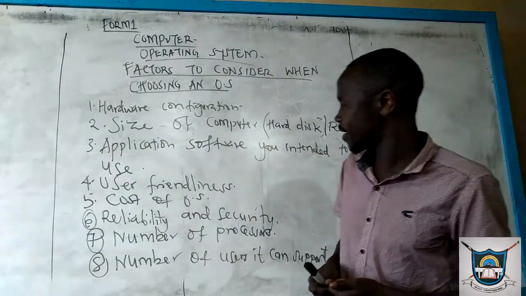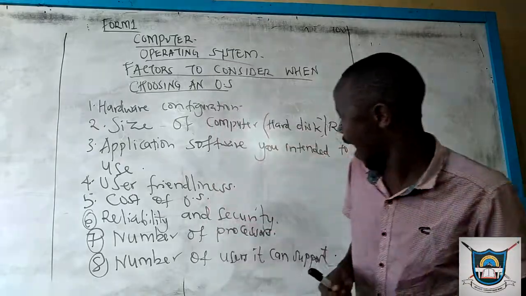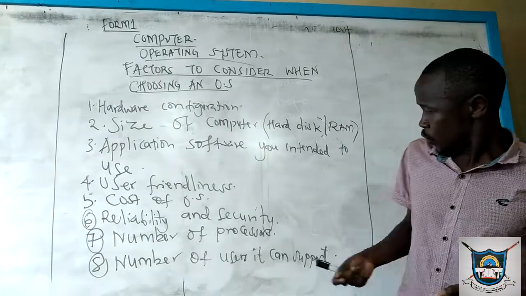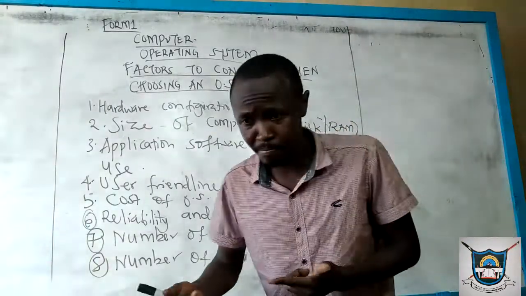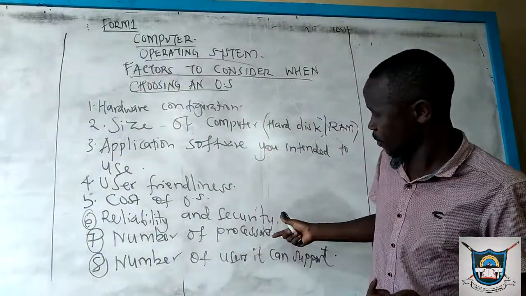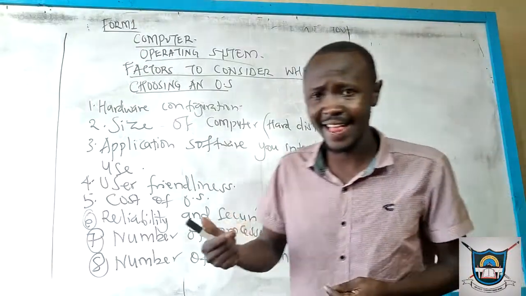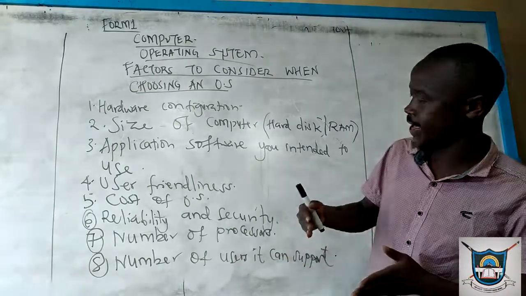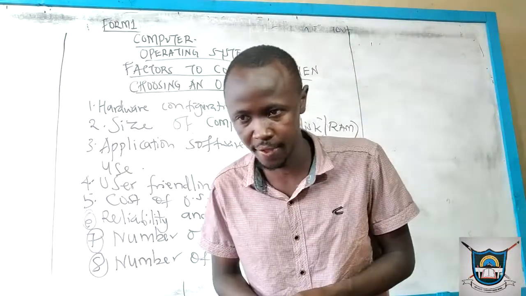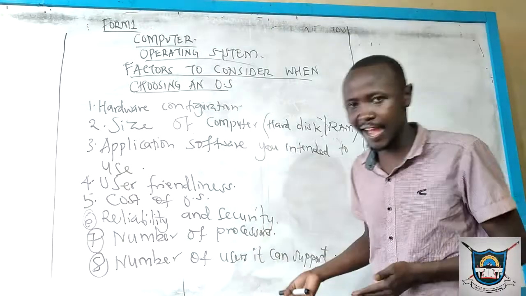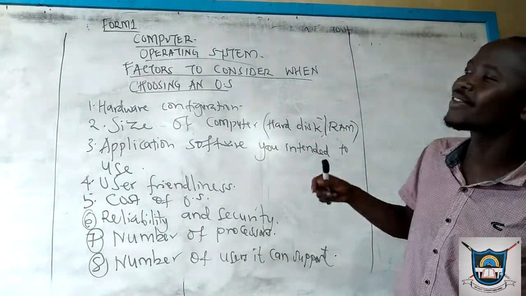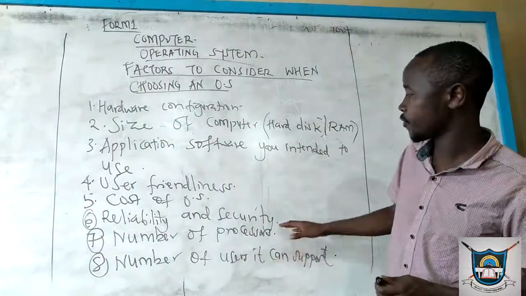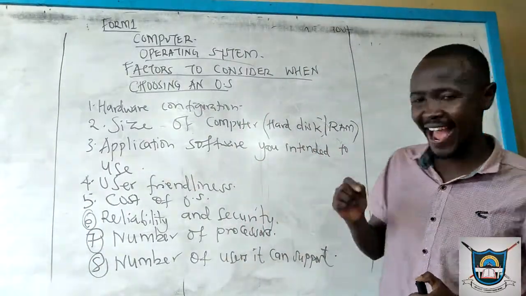We have the reliability and security. How secure is your operating system? Some of them might get challenges when you are using them because of data threats. We have so many threats in computers, for example hacking, cracking, sabotage. Somebody might get a link in your computer without your knowledge. Therefore, it is good to look for the one that is reliable and has security features.